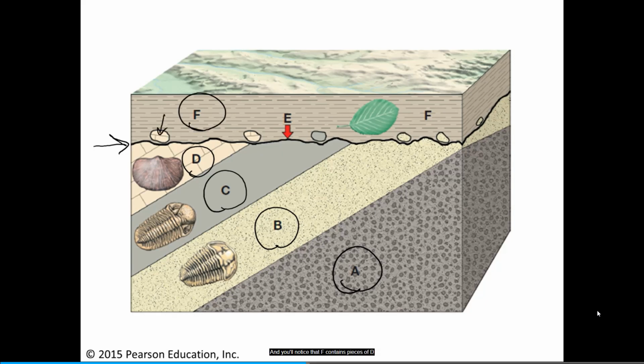And you'll notice that F contains pieces of D and C and B in it. All right, so the principle of relative dating by inclusions tells us that F has got to be the youngest. Let's now go to a couple of my students and have them explain this concept. Janelle and Kristen, take it away.